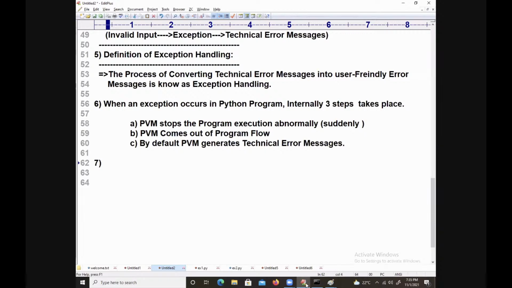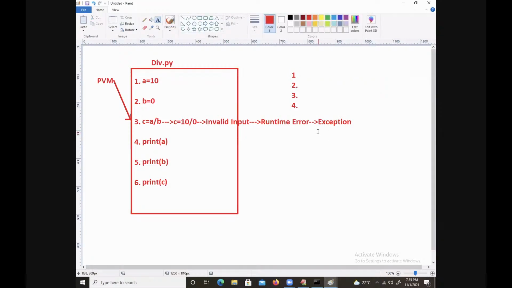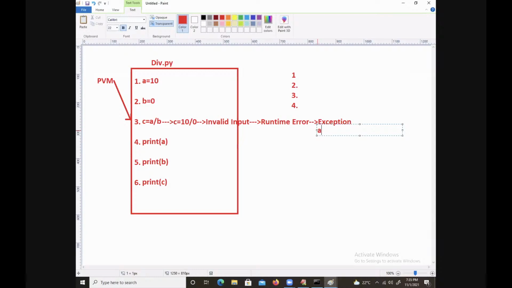Tell me, this type of diagram is clear. A by B, 10 by 0, invalid input, runtime error, exception. What is happening? Step number A, step number B, step number C. What is happening in step number A? Abnormal termination. Okay. Next point is what? Abnormal termination. Next is called what?